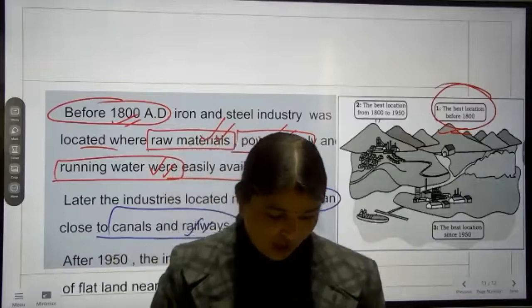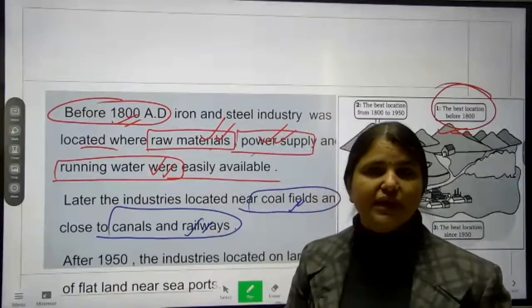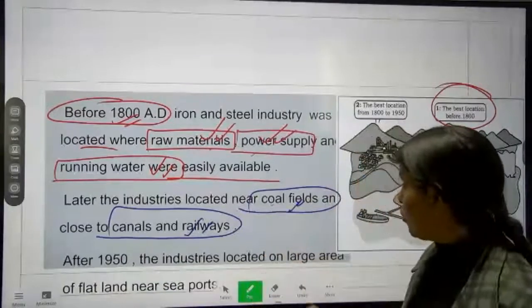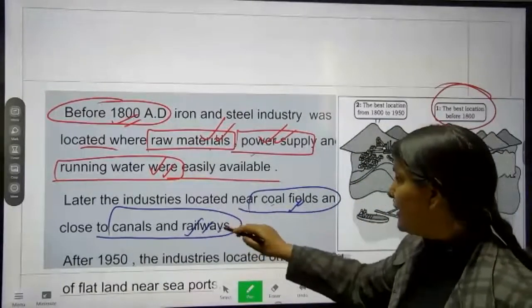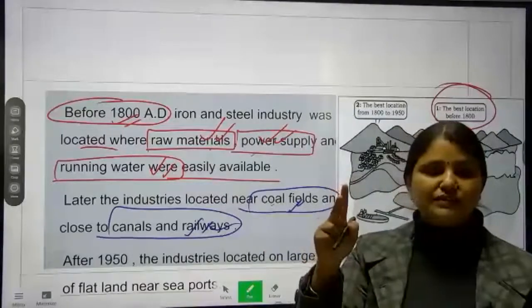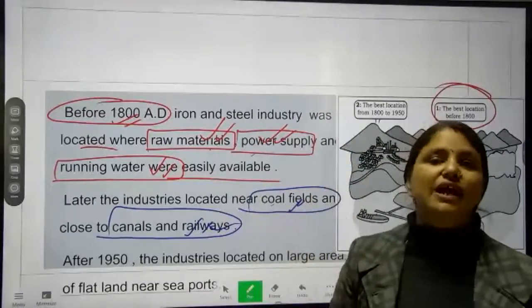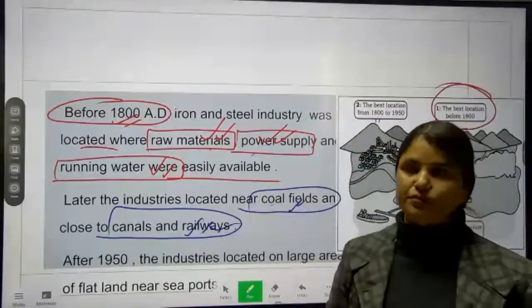Okay, so because of that, afterwards what are they doing? Afterwards they are using the places where they can get coal very easily, and they can get the canals and the railways. Matlab, water, transportation plus raw material. Three things were there to which they started giving priority.